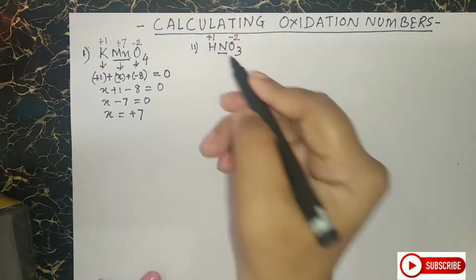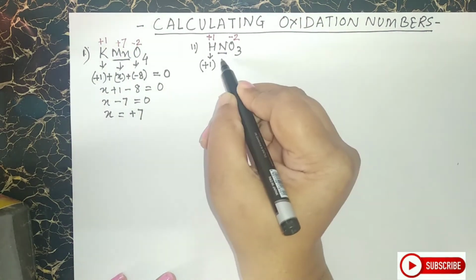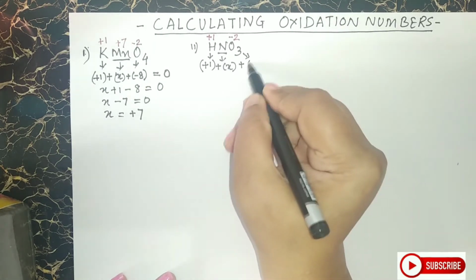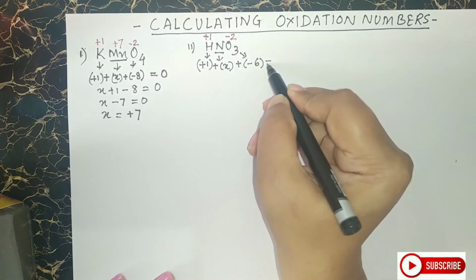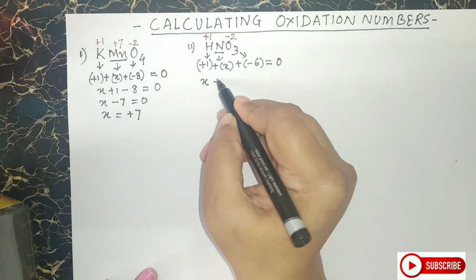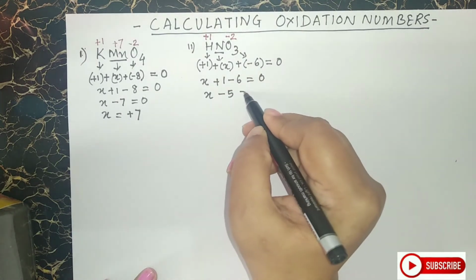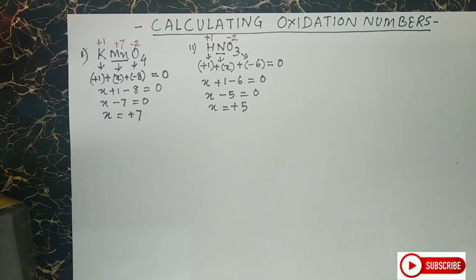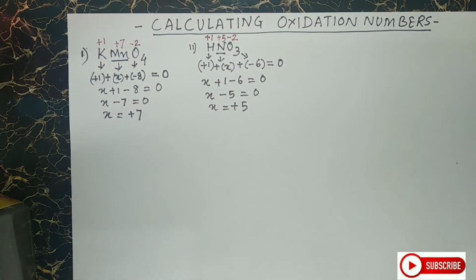So if I see the molecule here, this will contribute +1 from hydrogen. Nitrogen, I'll keep as X. From oxygen, now it will be -6. As the molecule is electrically neutral, the total must equal 0. Let us do the calculation. It will be X plus 1 minus 6 is equal to 0. So X minus 5 is equal to 0. So X here is +5, and that is the oxidation state of nitrogen. I will write here nitrogen oxidation state is +5.